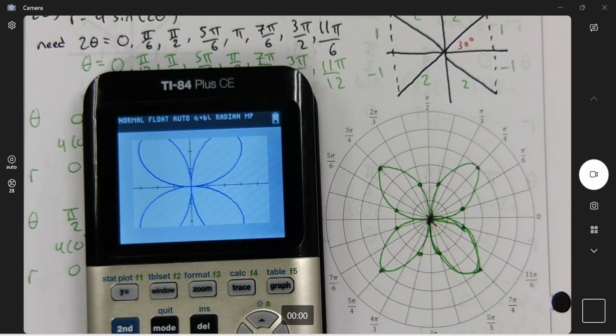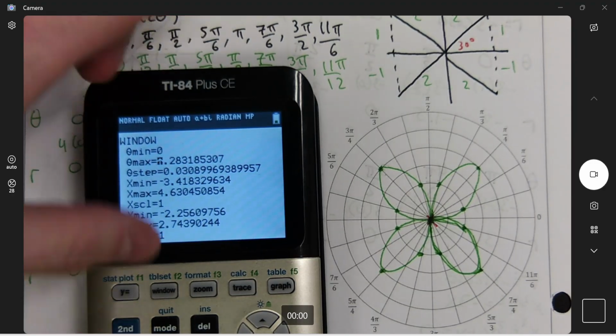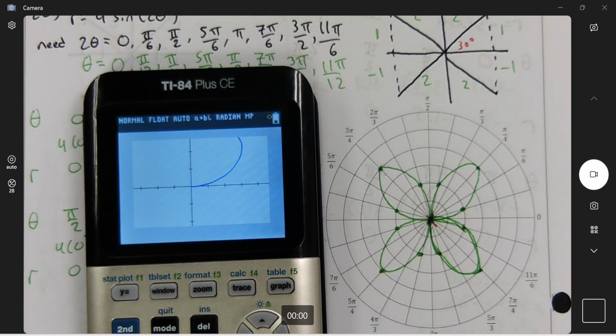So let's talk about some things. That went to 2 pi. What happens if I only went to pi? I saw exactly half the shape. So in order to see the entire shape, you needed to go all the way out to 2 pi. So why doesn't that happen when the number in front of theta was odd is the question.